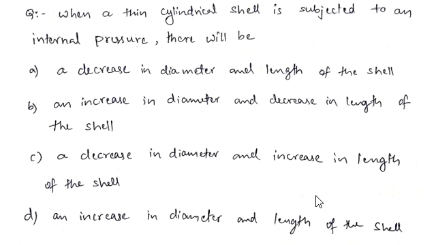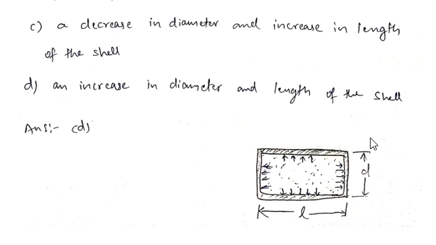So in a thin cylindrical shell, when it is subjected to internal pressure, obviously we know there will be an increase in the length and diameter of the shell. So option D is the right option for this question. You can see, when the shell is subjected to internal pressure, the pressure will act in all directions. So the length is increasing and the diameter is also increasing. So option D is the right option for this question.